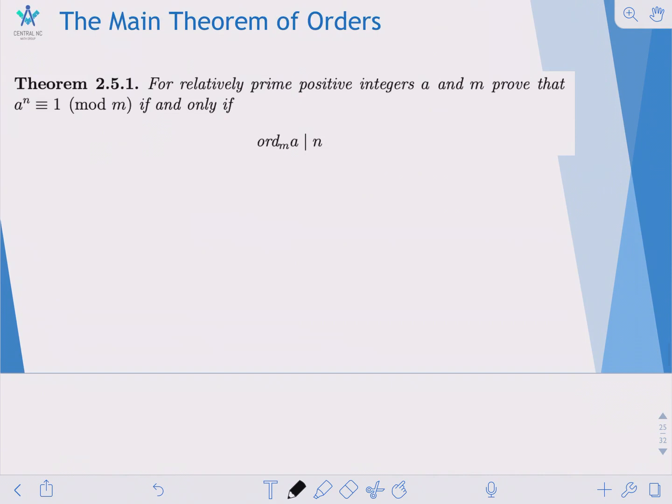For relatively prime positive integers a and m, a to the n is congruent to 1 modulo m if and only if the order of a modulo m divides n. In other words, the only exponents for which you get 1 modulo m are multiples of the order. Basically, once you know what the order is, you know what all other possible exponents are.